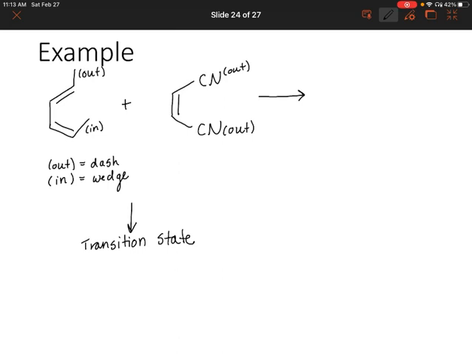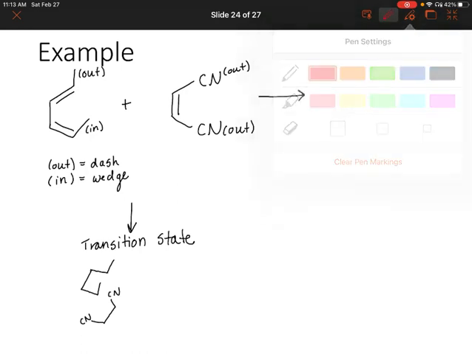Okay, so let's draw the transition state. Let's see what's going on here. So we've got our diene. We have one methyl group kind of pointing out, one pointing in. And we have our dienophile, and we know that the endo configuration is more favorable. So we'll draw the cyanide groups kind of pointing inward. And then we'll draw our delocalized electrons, and we're forming new bonds, breaking old bonds.